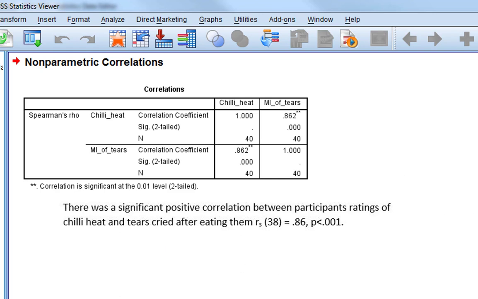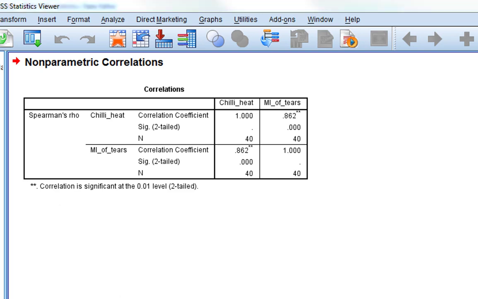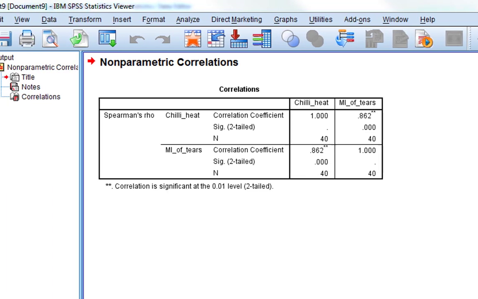We'd report it like this. So you can see that there's a significant positive correlation between participants' ratings of chili heat and tears cried after eating them. We know this is a positive correlation because the correlation coefficient is a positive number. Correlation coefficients can range between -1 and +1. If you get a minus, that means you've got a negative correlation, as in one of the variables goes up, the other one goes down, and I will show you an example of this now.